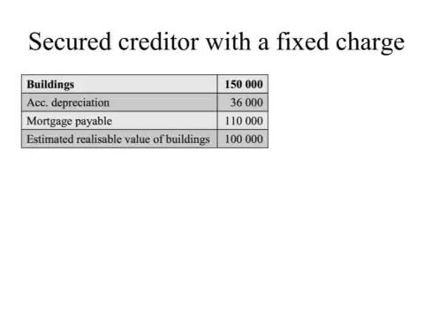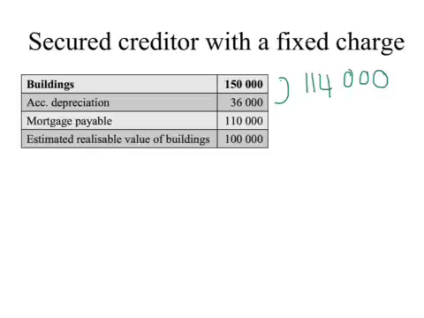So in this example, we've got a building with a cost of $150,000. On that building, we've got accumulated depreciation of $36,000, giving us a net book value of this asset of $114,000. The mortgage that is still payable amounts to $110,000, and the estimated realizable value of the building is $100,000.